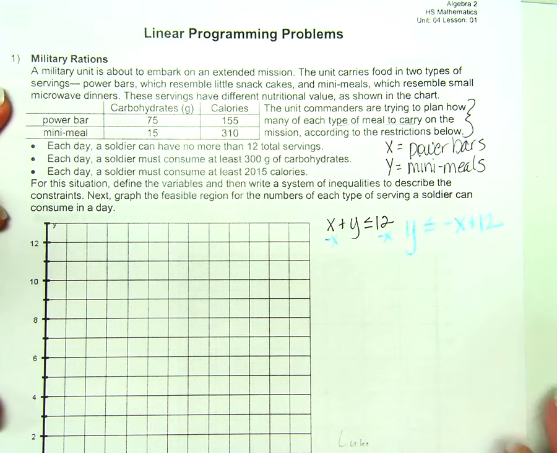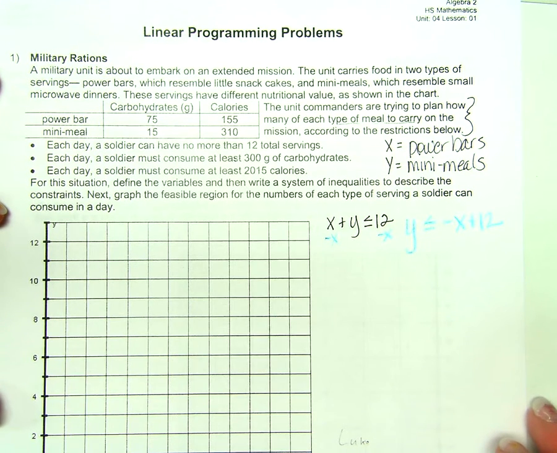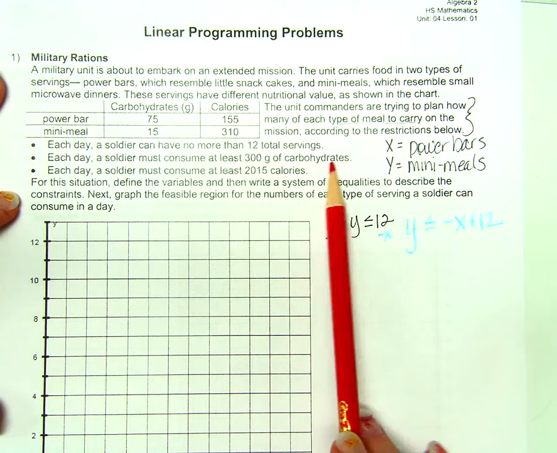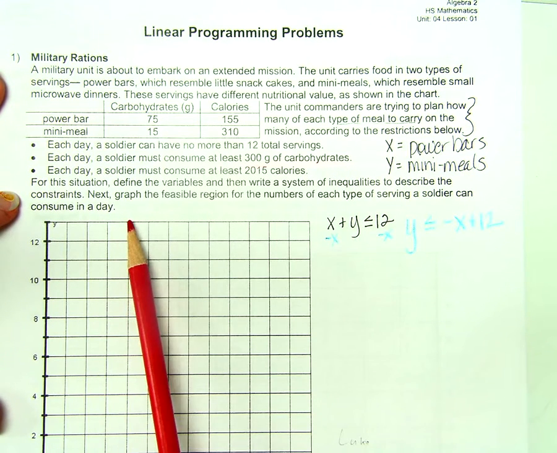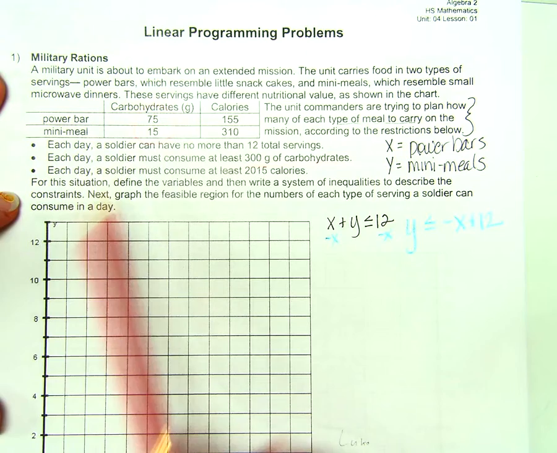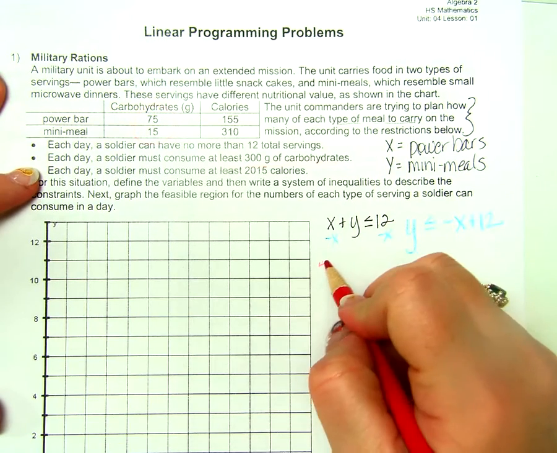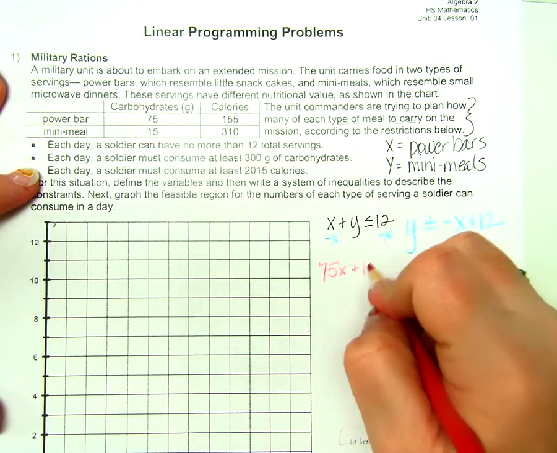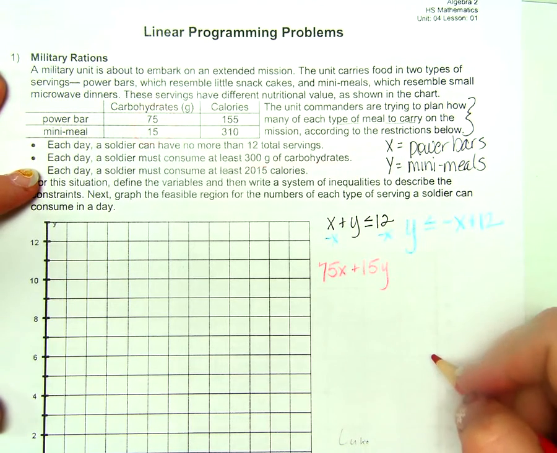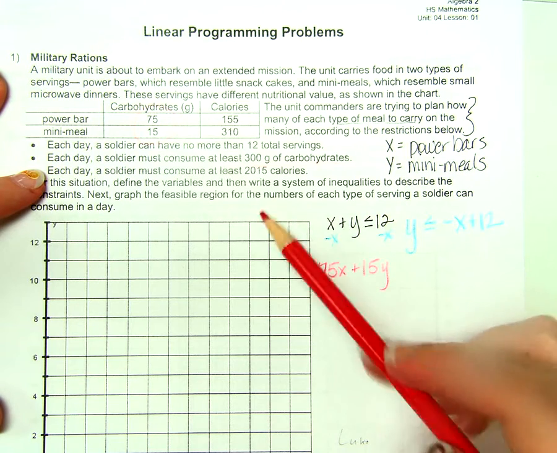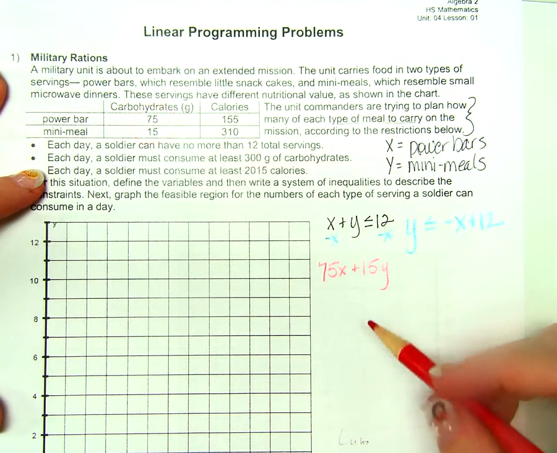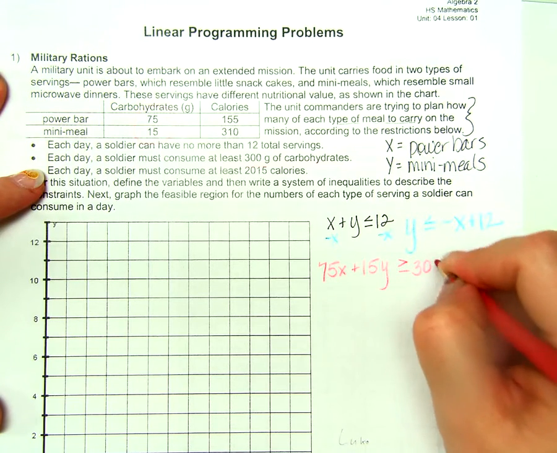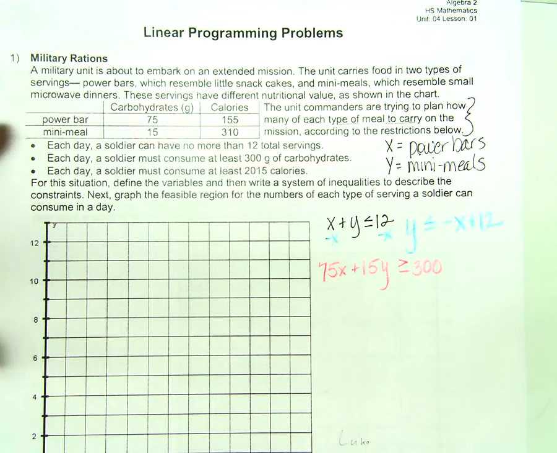What else do we know? Grams of carbohydrates. Do we know anything else about carbohydrates? How many are in each? 75 per power bar. 15 per mini meal. And they have to consume at least 300 grams of carbs. Greater than or equal to 300. Yes? We good so far?